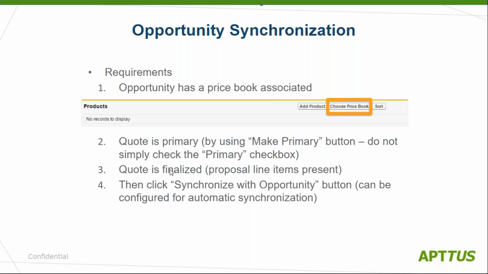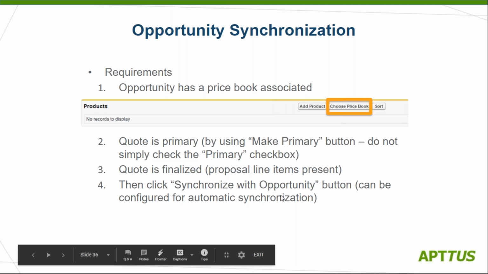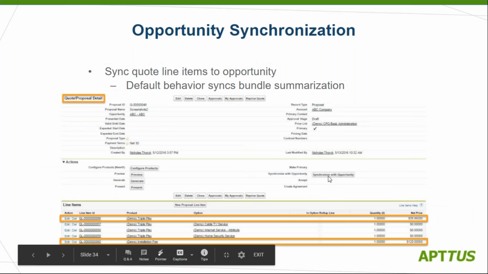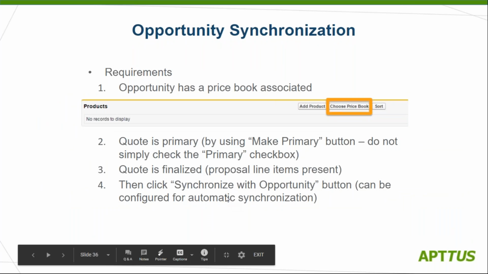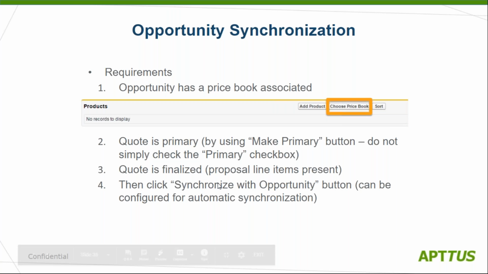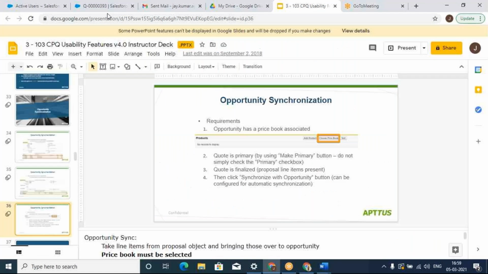Then the third prerequisite is that the quote should be finalized, like the proposal line items should be present there. And then we can click on the synchronize with opportunity button, and we can also do it automatically. There is a button to sync with opportunity, so we can do it manually, and also automatically. There is a custom setting for that. So let's now take a look at the custom setting.